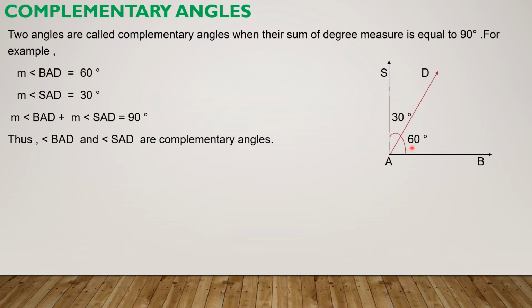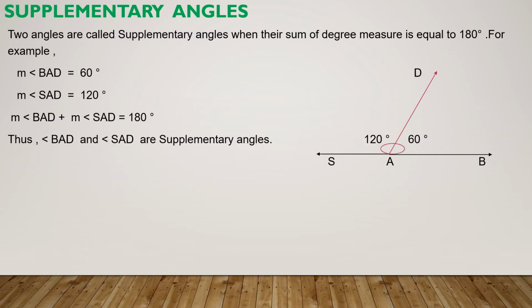Just like this, here one angle is of 60 degrees, the other angle is of 30 degrees. Add these two angles, if the sum is 90 degrees, it means both angles are complementary angles. Similarly, if you have one angle of 20 degrees and the other angle of 70 degrees, the sum is 90 degrees, which means both the angles are complementary angles. Any two angles whose sum is 90 degrees are called complementary angles.